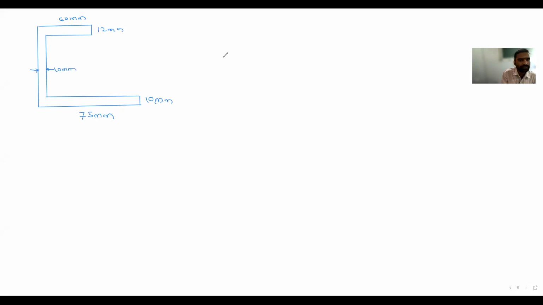And this height is from this point to this point. This height here is given 60. Okay, this is given. This is written. This is written. This is written. And here taken this also.